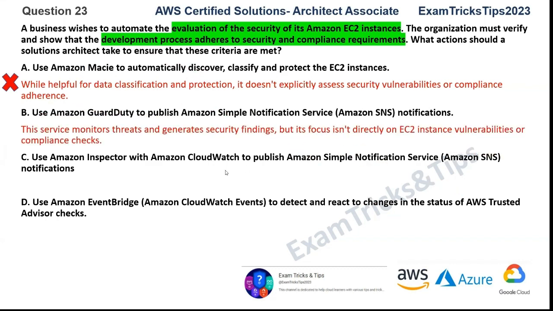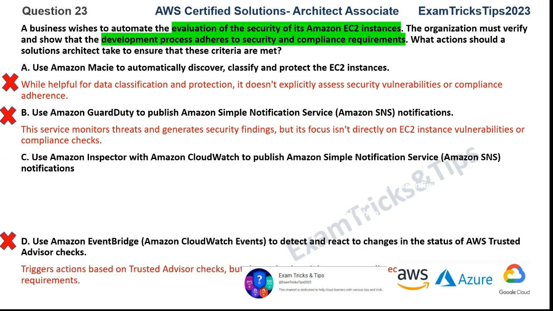Let's look at whether any other option appears to be obviously incorrect. Okay, option D. Option D says use Amazon EventBridge to detect and react to changes in the status of AWS Trusted Advisor checks. This triggers actions based on Trusted Advisor checks, but these checks might not cover all necessary security and compliance requirements. So this is kind of an incomplete solution. So that's wrong for me.